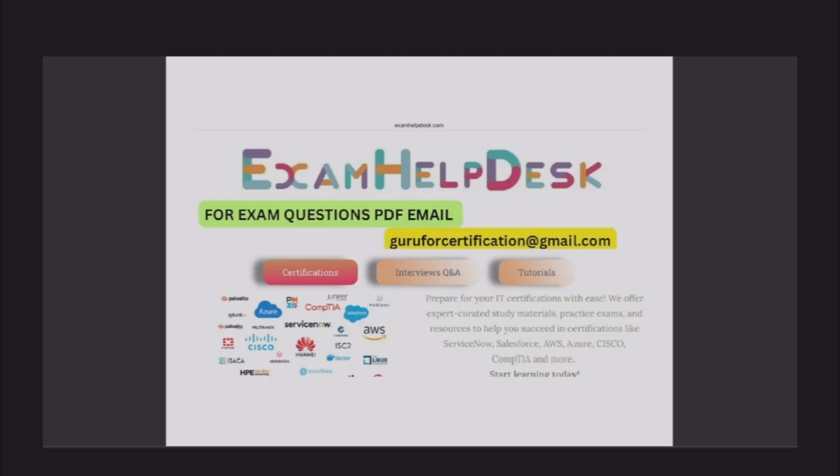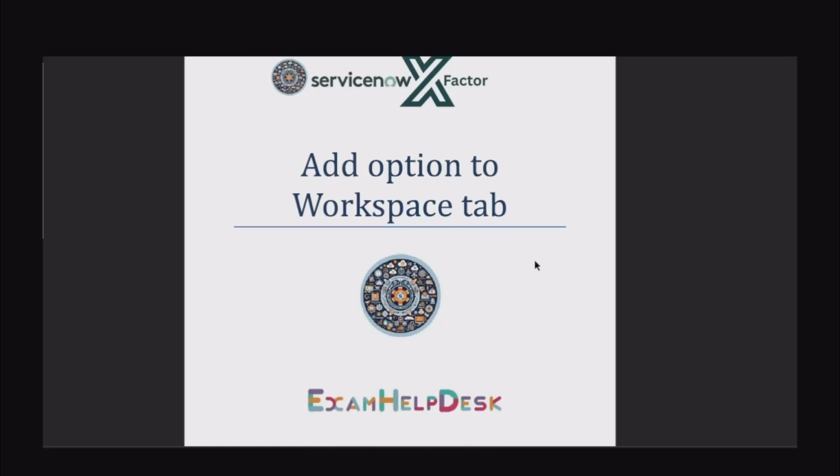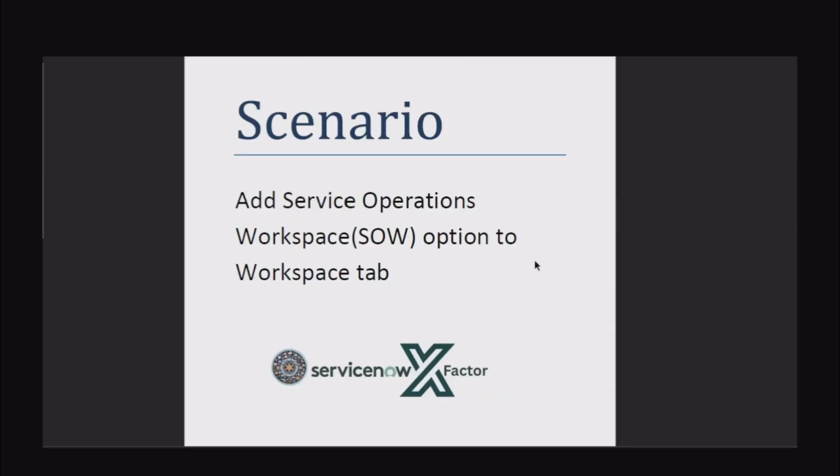All the best. So today's task is all about adding an option to the workspace tab. If by default the workspace that you want to display under your workspace tab is not showing, you can use this video and this learning to help you understand how to get it there. The scenario is: add the service operations workspace option to the workspace tab. So this is the scenario that we will be working on today.